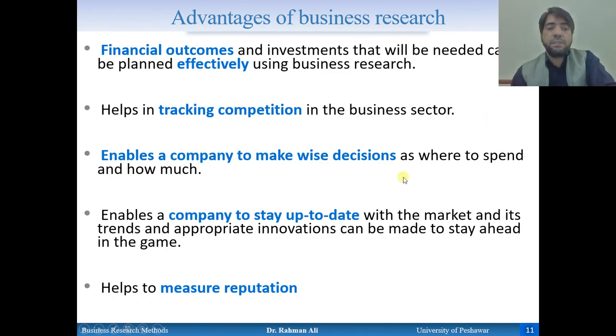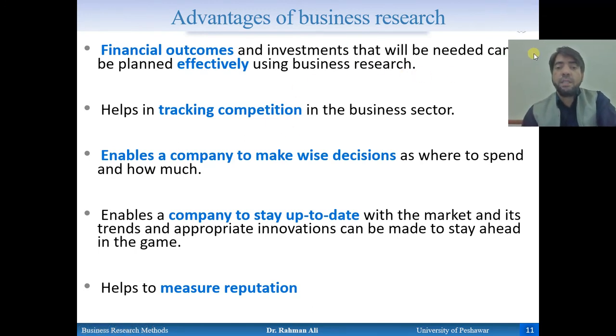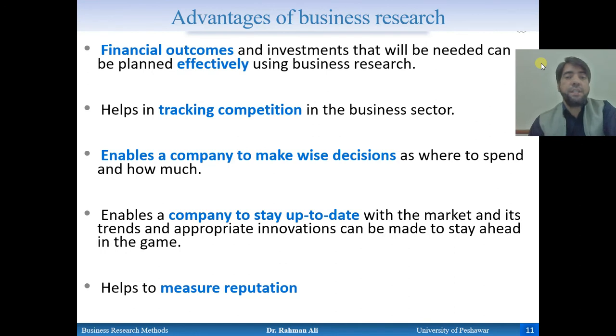Similarly, financial outcomes and investments can be planned effectively if we have business research. Similarly, tracking competition in the business sector is another advantage, as we can come up with a good and effective strategy against our competitors in the market if we are good business researchers.